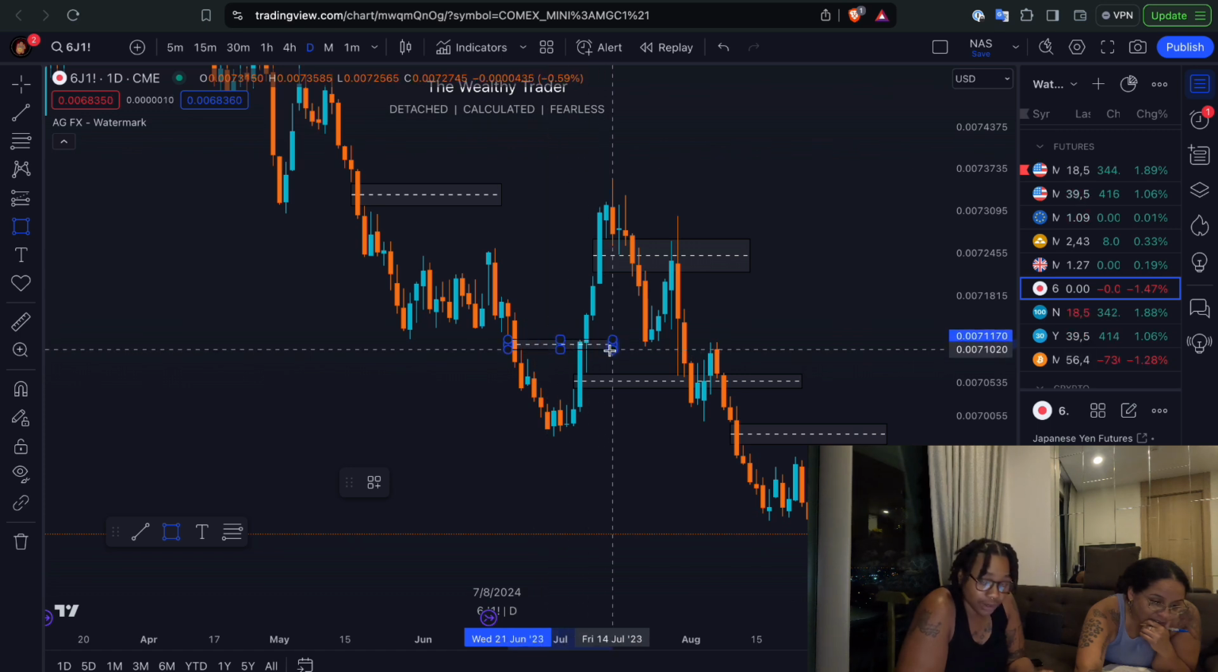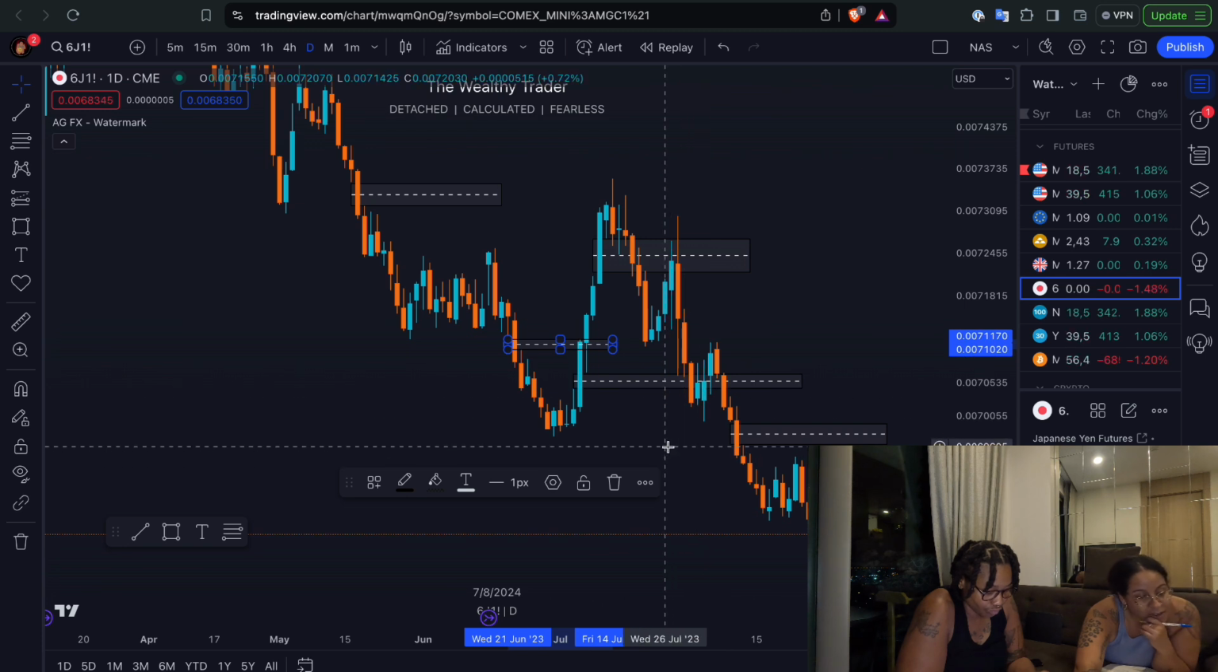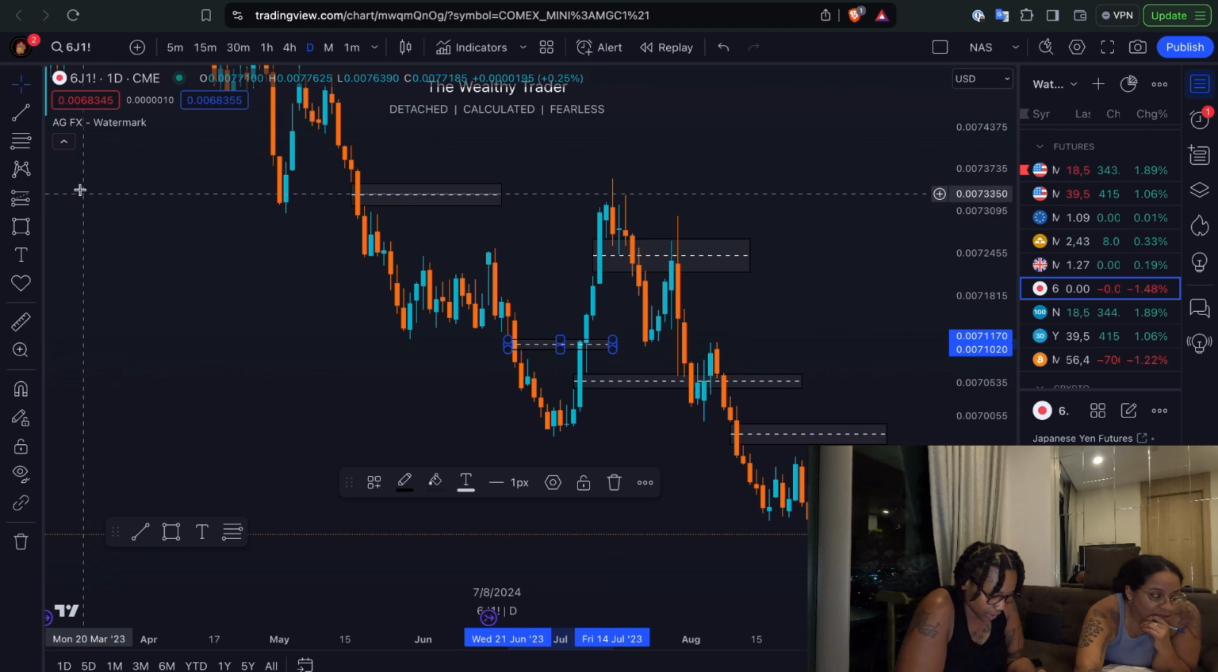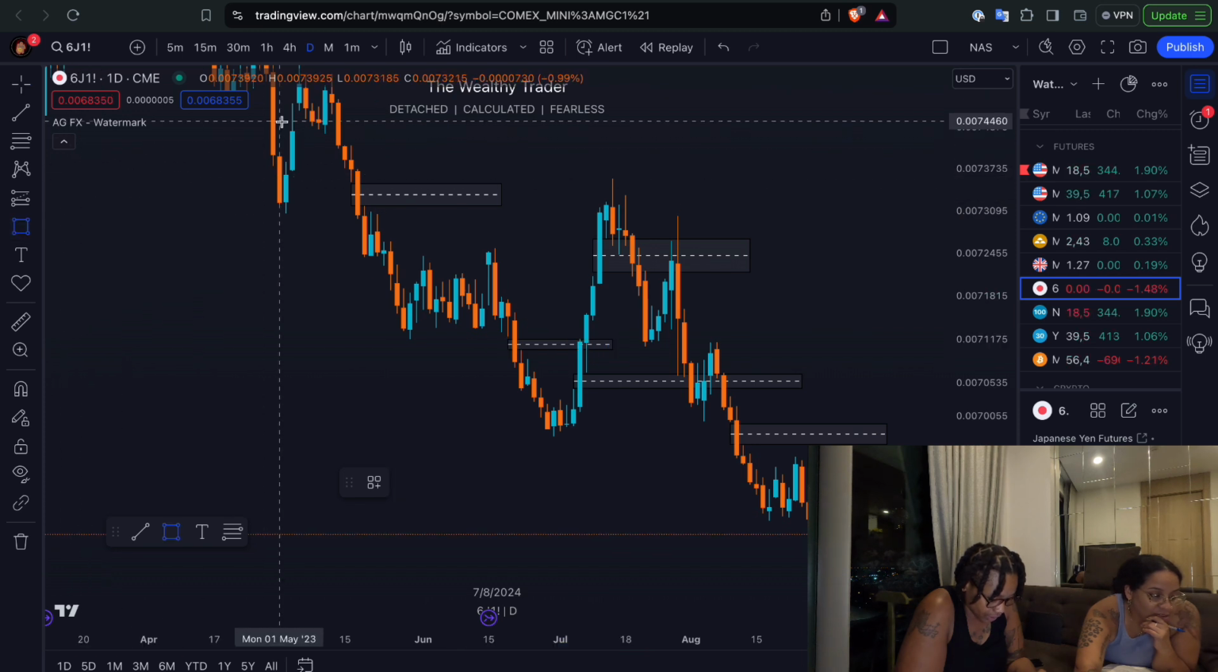Y'all, that gold trade that I'm in, I'm trying to figure out if I'm going to close it out. It's doing this little 1, 2, 3 in this fair value gap. I kind of want to add another position, but I don't know.